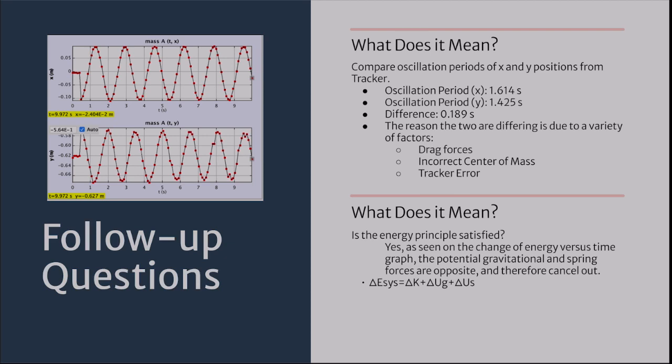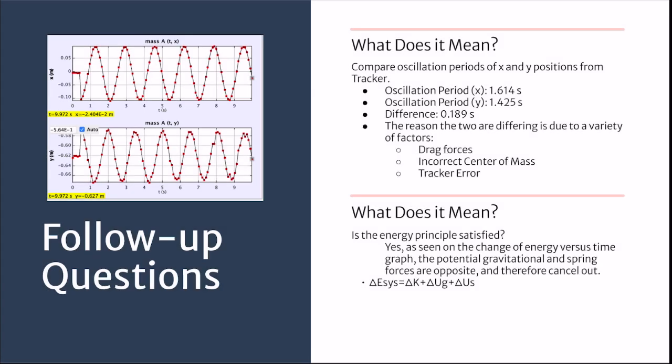For some follow-up questions, we first had comparing oscillation periods of X and Y positions from Tracker. We did this by looking at each period from, let's say, a low to a low. We can see it on this image to the left, and the gap between each oscillation hitting the x-axis, for example, is one oscillation period. The average for all of the ones shown here was about 1.614 seconds, and the average oscillation period for Y was about 1.425 seconds.